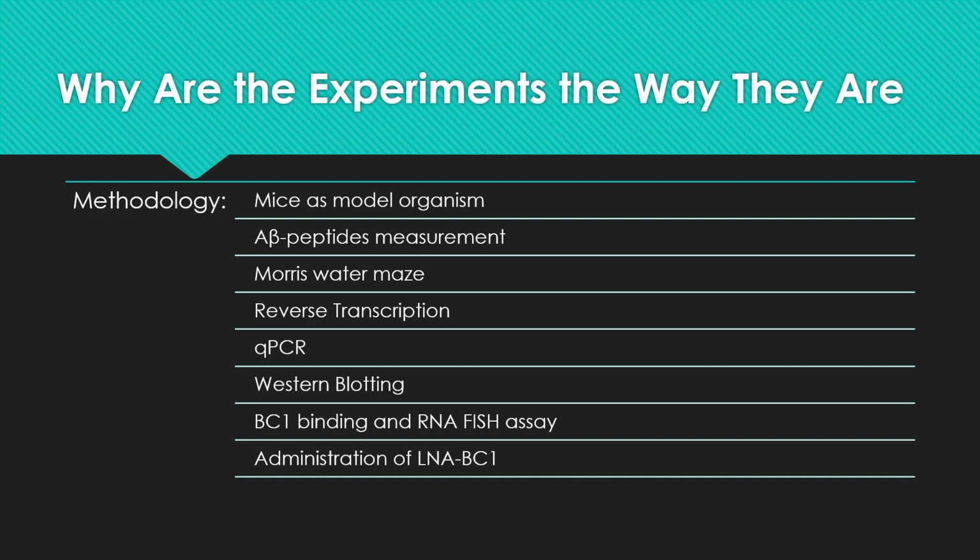Mice are chosen as a small organism, amyloid beta peptides are measured, Morris water maze used, reverse transcription, qPCR, Western blotting techniques are all used, BC1 binding and RNA FISH assay, and finally, administration of RNA BC1. Now, let's go over some of these in more detail.